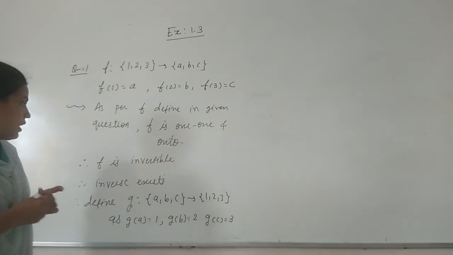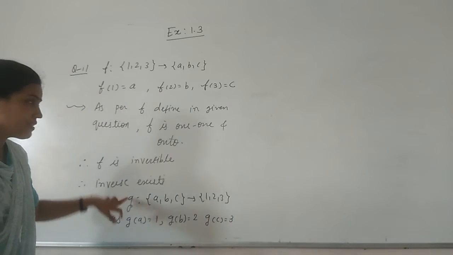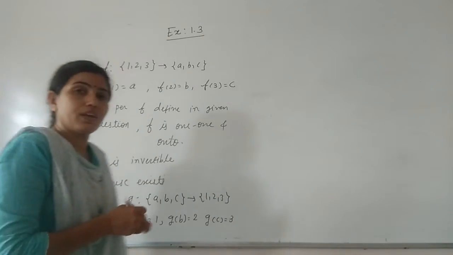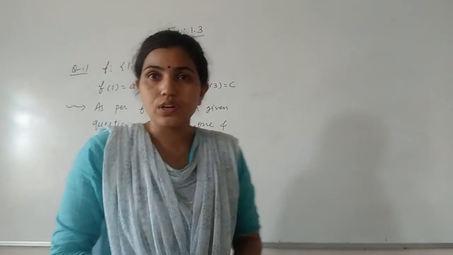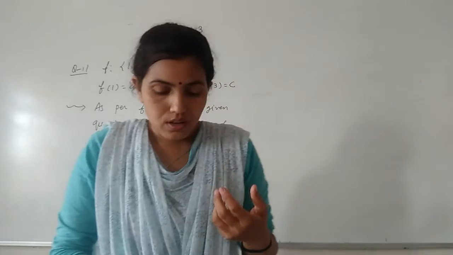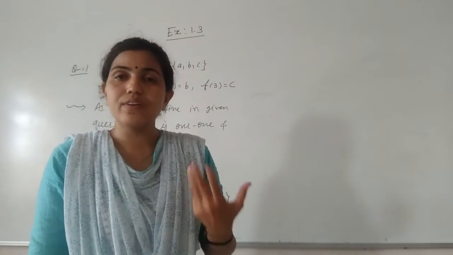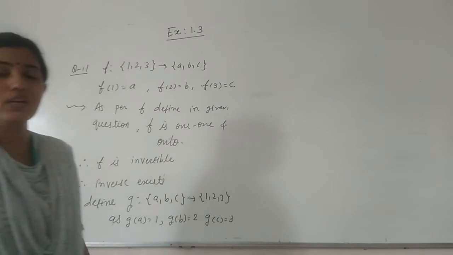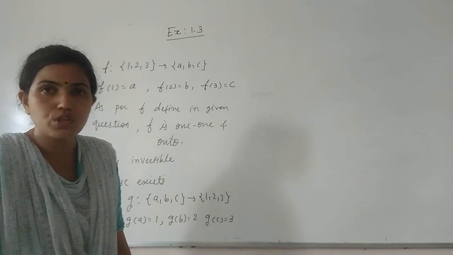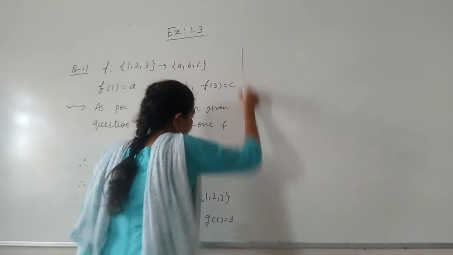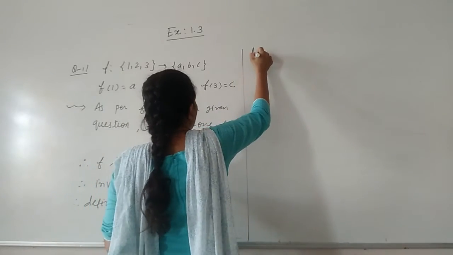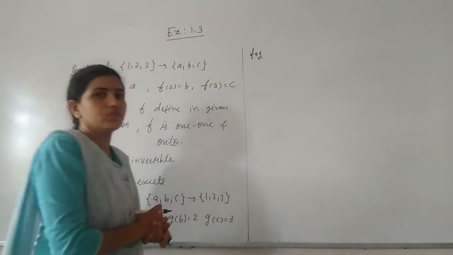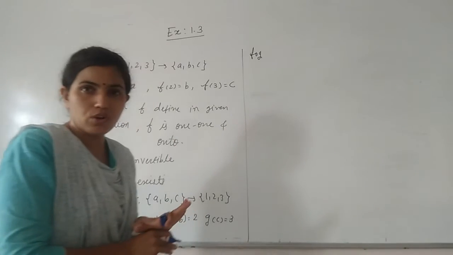So now we can say that this g is the inverse of f if its composition is an identity. I am repeating this again: whenever you have to show that a function is the inverse of another function, you have to show that the composition is an identity. So here we have to find out f composition of g and g composition of f.